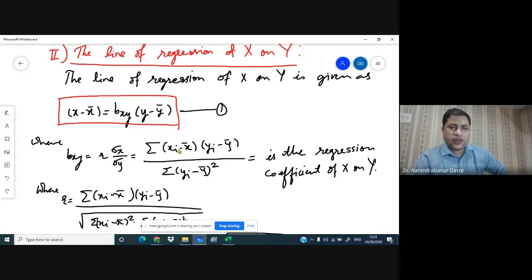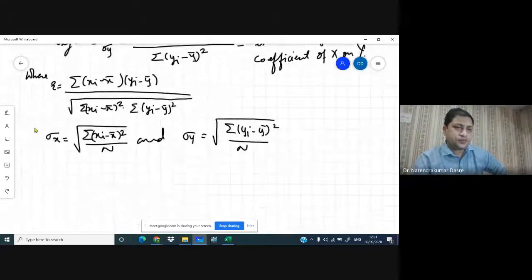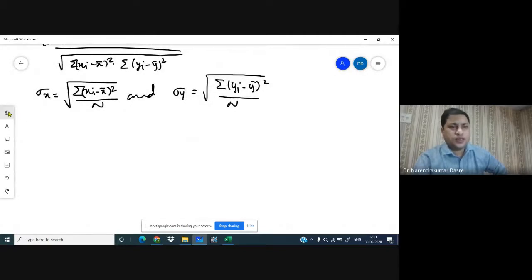But if there is only one line we want to find out, then it is easier. Only these terms we have to calculate. We can skip one term, but anyhow we have to calculate these two. So let us try the example.